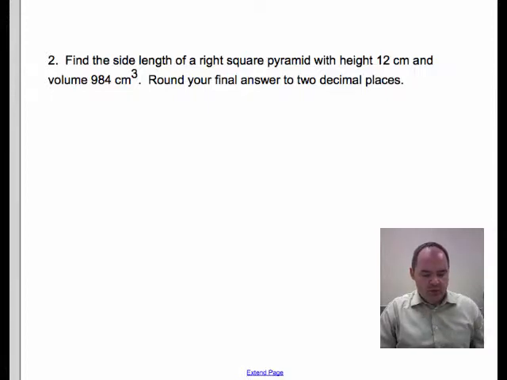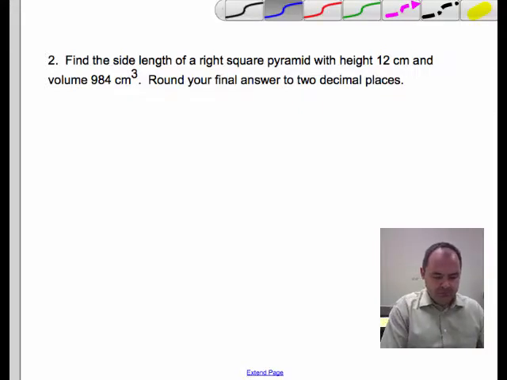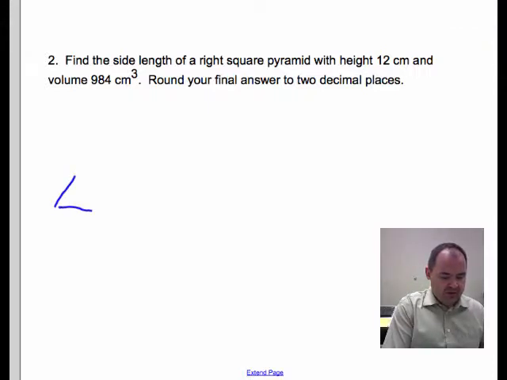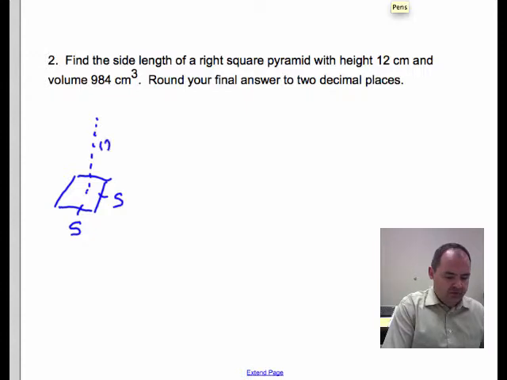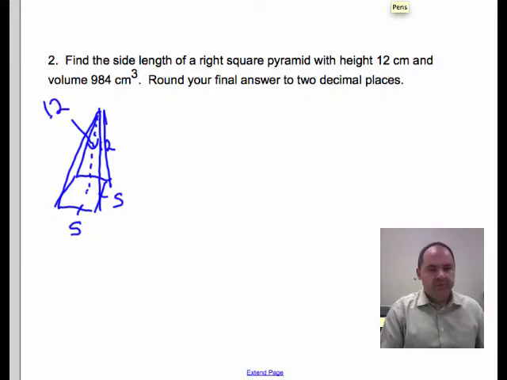Okay, our next example, we want to find the side length of a right square pyramid with a height of 12 and a volume of 984 cubic centimeters. So let me just do a sketch of what this might look like. We have a square base. We don't know the side length here, so I'm going to call that S. And we have a height coming up from the middle of 12. And then our pyramid would look something like so. Okay, so that's 12.